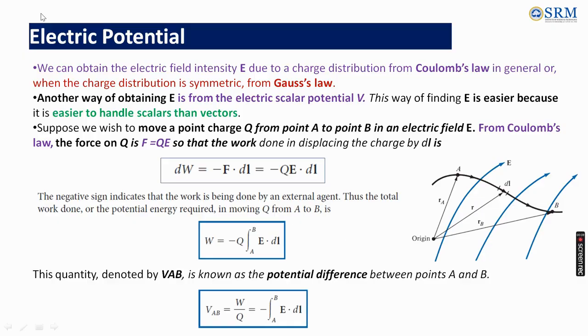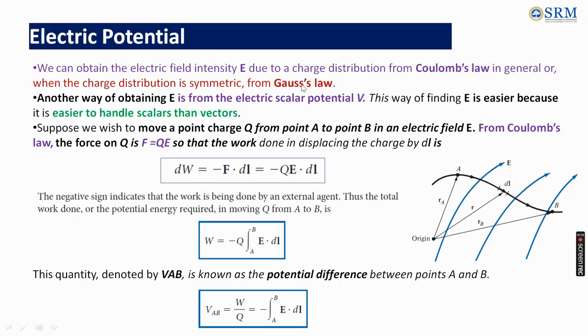So let us begin. We already know that we are able to compute the electric field intensity due to a charge distribution from Coulomb's law. And when the charge distribution is symmetric, we can go for Gauss's law. The third way of obtaining electric field intensity is from electric scalar potential V. That is, electric potential is denoted by letter V. From this, how are we going to get the electric field? That is the aim of this session.